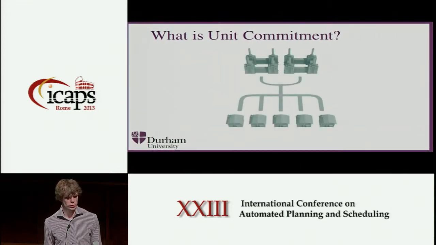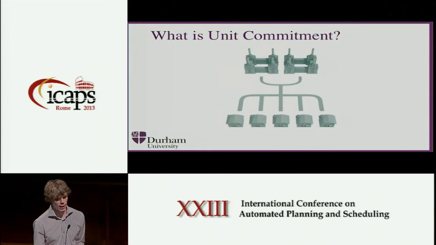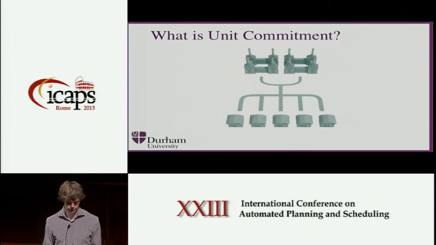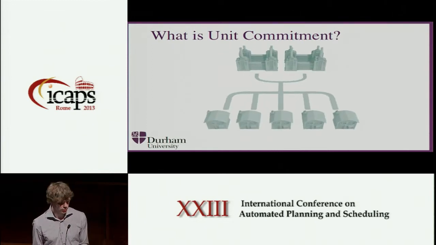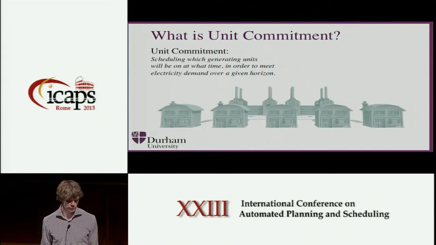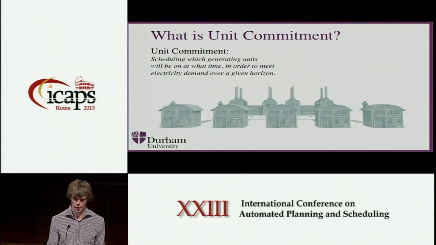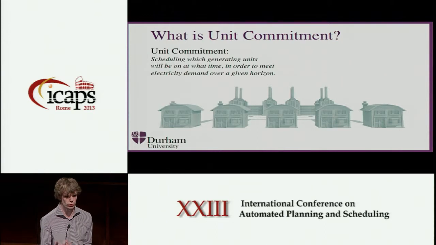Okay, so first I want to introduce you to the traditional design of a power system, as in this schematic. So this is a power system which consists primarily of centrally controllable generators feeding power down through a network to customers. Now, as I said, unit commitment is an optimization problem, specifically scheduling which generating units will be on at what time in order to meet electricity demand over a given horizon. And that horizon is typically from now to 24 to 48 hours from now, and typically generating units need 4, 8, or even longer hours in order to come online.